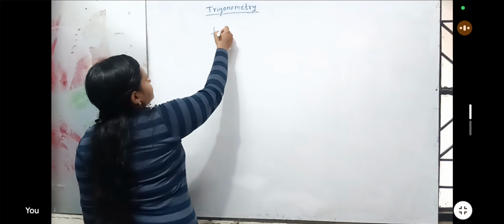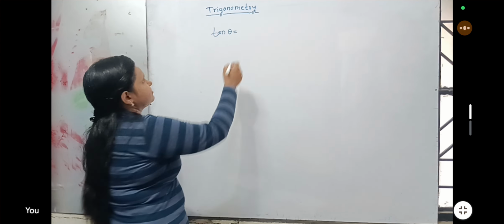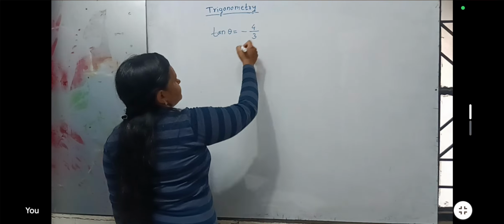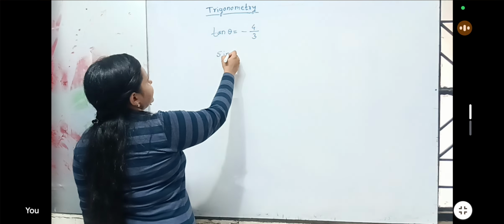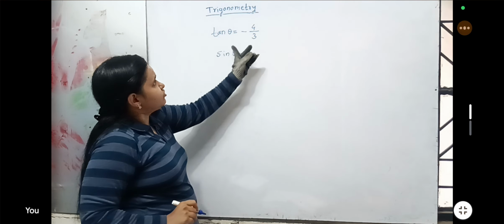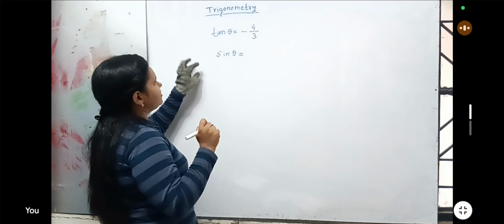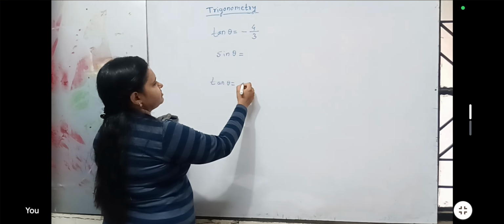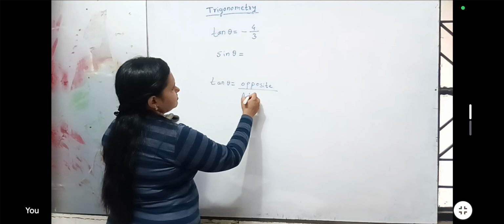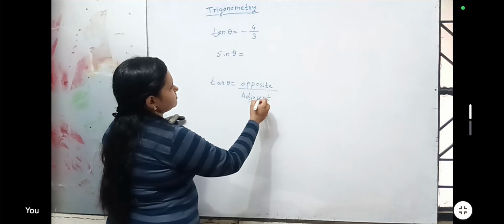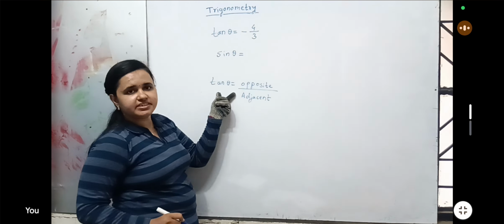Now our next question is tan theta equals minus 4 by 3, and we have to find sin theta. So first we will make a triangle. What is tan theta actually? Tan theta is opposite upon adjacent.